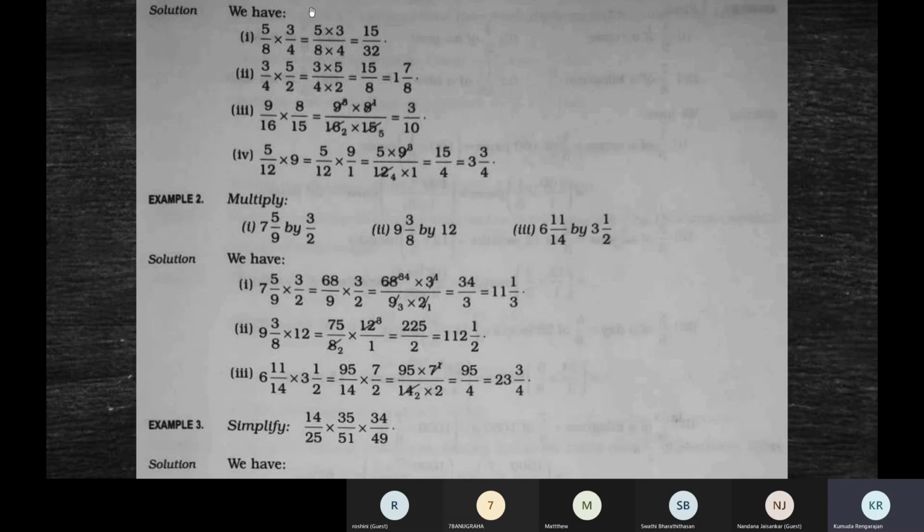How do we multiply? Multiply the numerators, 5 and 3: 5 into 3. Multiply the denominators: 8 into 4. 5 into 3 is 15. 8 into 4 is 32. So the fractions are unlike fractions, and you can still multiply them. You don't have to make them like fractions. Multiply the numerators, multiply the denominators, and the answer is 15 by 32. That's it. Do we get that, children?